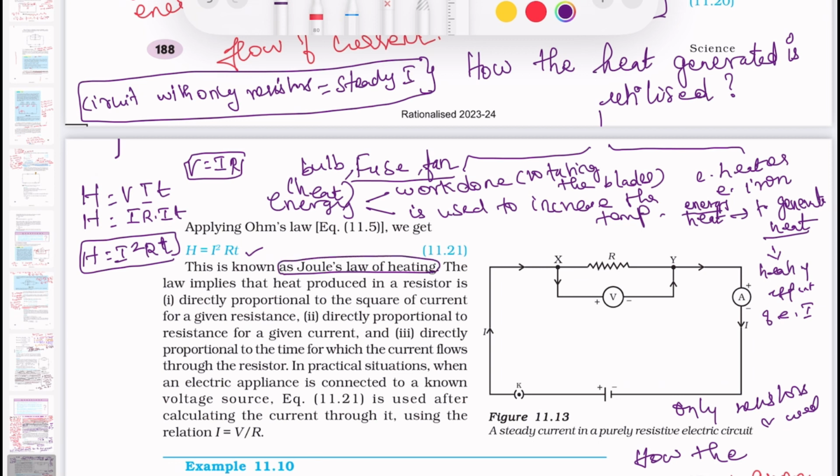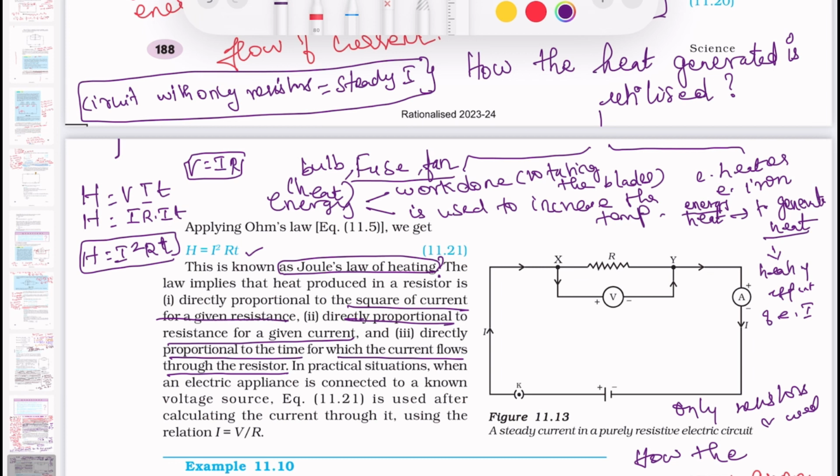What is the next question? Explain Joule's law of heating. When you explain Joule's law of heating, you should talk about the application of Ohm's law in the heating effect of current. Joule's law depends upon I square RT. It is directly proportional to the square of the current for a given resistance, directly proportional to the resistance for a given current, and directly proportional to the time for which the current flows through the resistor. So here H is directly proportional to I square R and T.